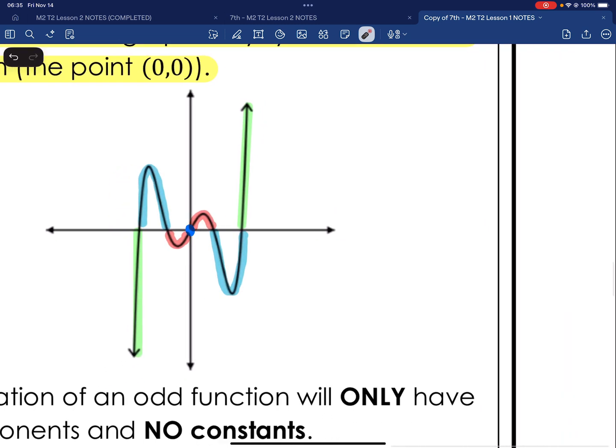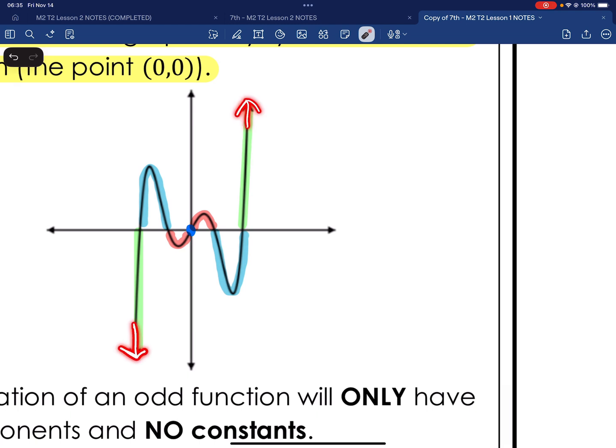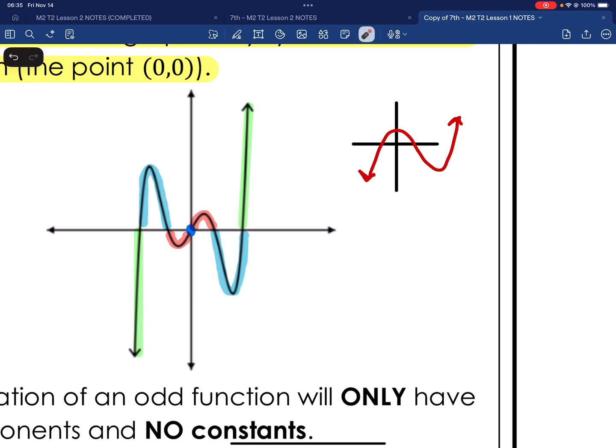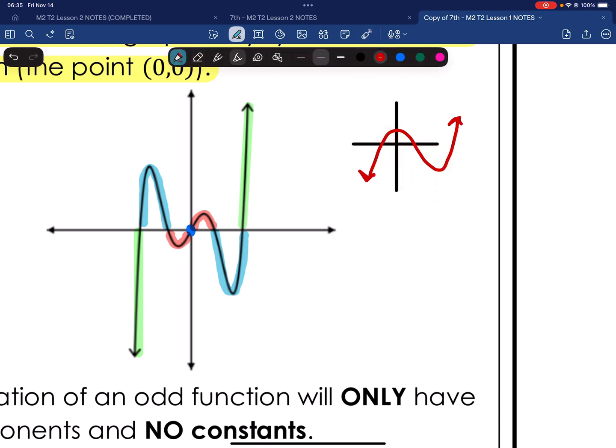Now, this happens to also be an odd degree because our ends are going in opposite directions, okay? But not all odd degrees are odd functions. So an example of a graph that is not an odd function would be something like this, okay? So that is an odd degree because the ends are going in opposite directions, but it does not have origin symmetry. So this piece right here is not in this graph down here or in this quadrant down here. So this is an example of something that is not an odd function, but it is an odd degree, okay?